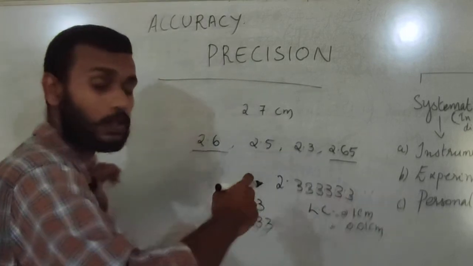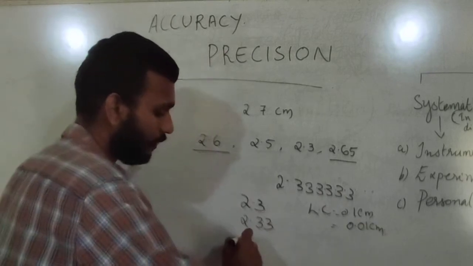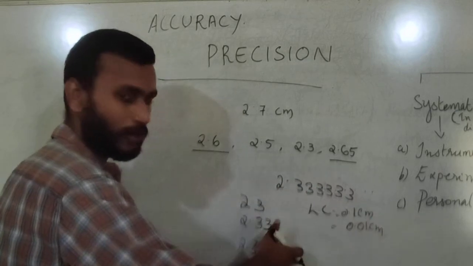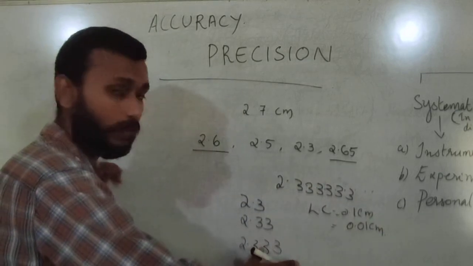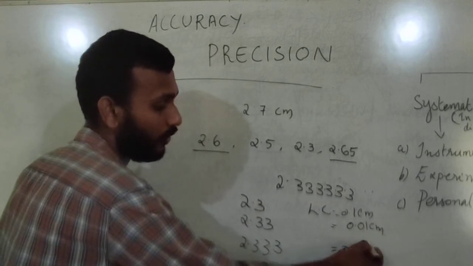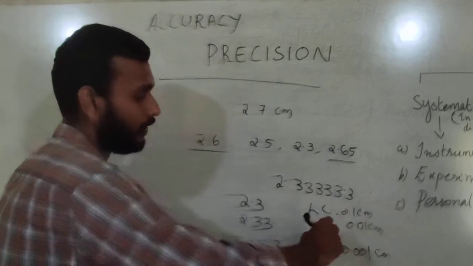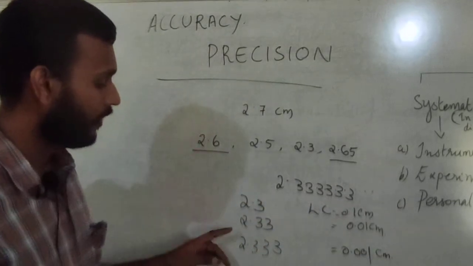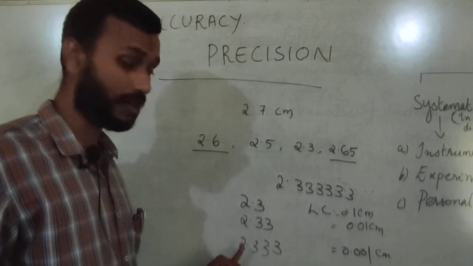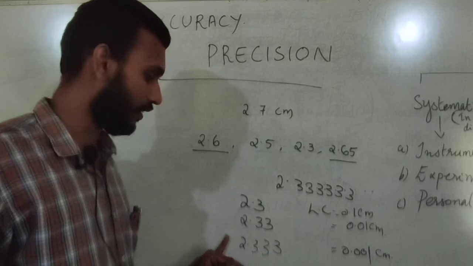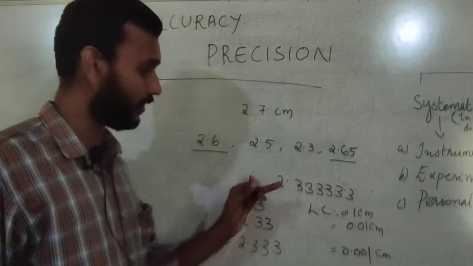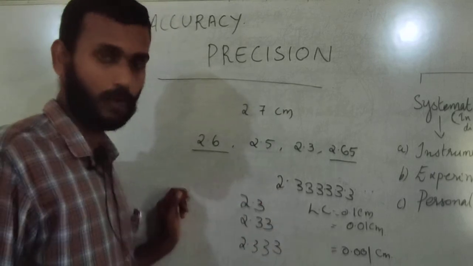Again, if you go for the screw gauge reading, that will be 2.333. The remaining digits will not be possible to measure with a screw gauge. The least count of the screw gauge is 0.001 centimeter. So you can see here the decimal places are more in the third reading. That means the resolution of the reading is higher for the third one, and it is also more accurate to the true value.